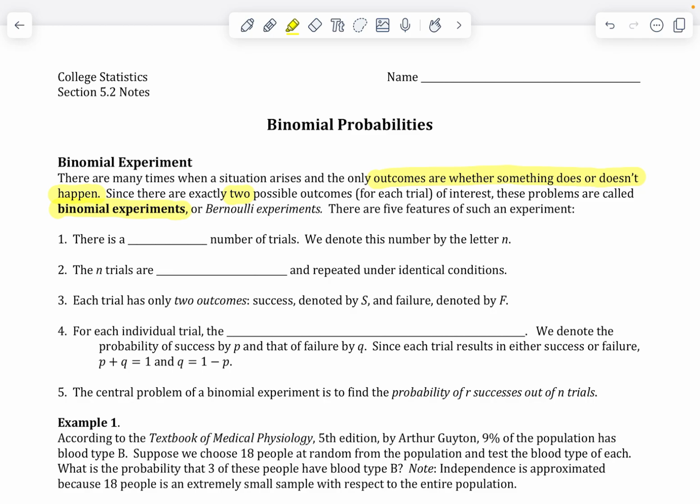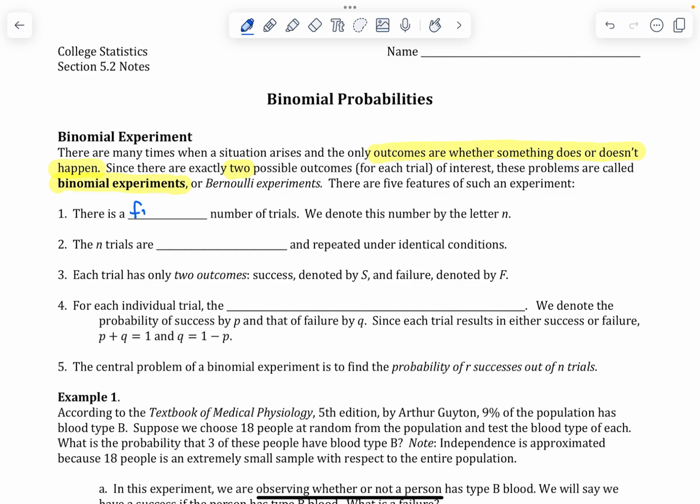Two outcomes, binomial. So there are 5 features that are required to qualify as a binomial probability. The first one is that there are a fixed number of trials. That means I know in advance how many times I'm going to do something. So when you see the symbol n, that tells you the number of trials that are going to occur. One thing we have to keep in mind is that those trials are independent.